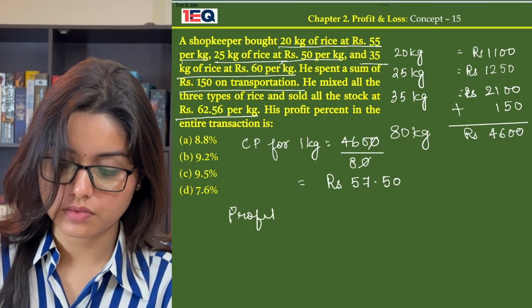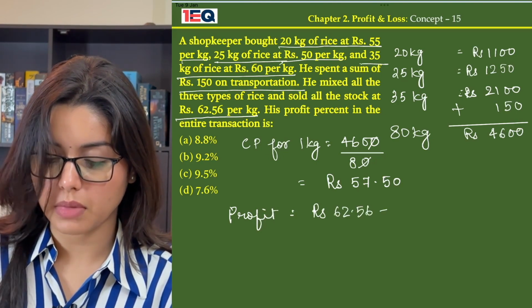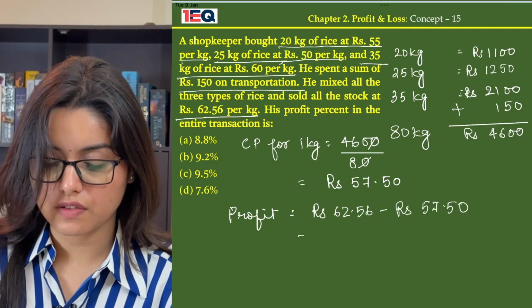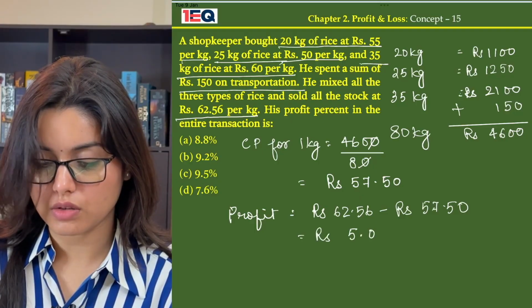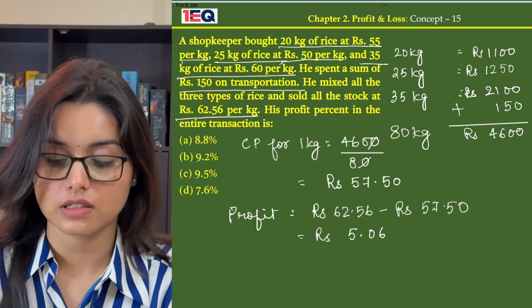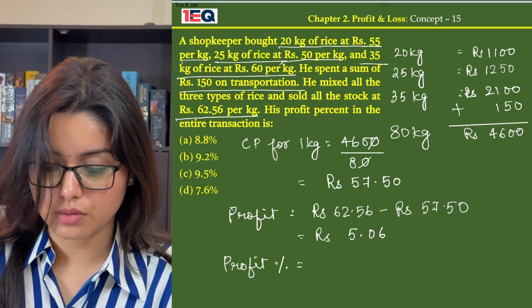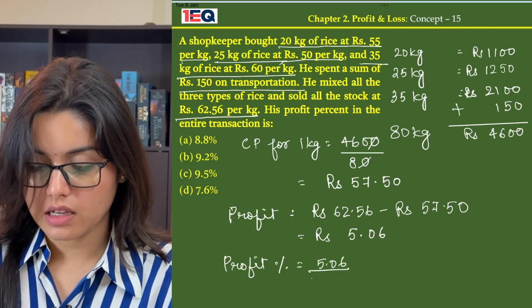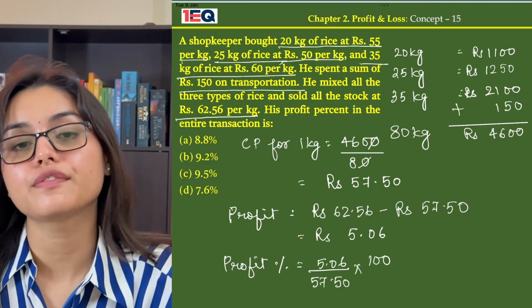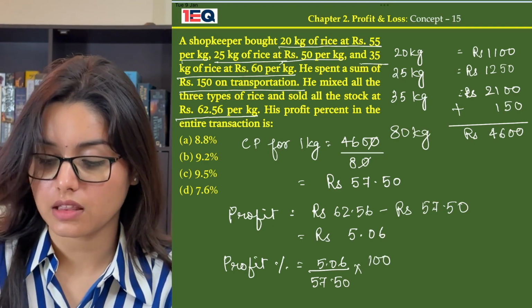Profit equals his selling price, that is 62.56 rupees, minus his cost price, that is 57.50, which gives us rupees 5.06. In the question, we have to find the profit percent in the entire transaction. So his profit percent is equal to his profit by his cost price into 100. Now, instead of calculating further, we could just go through the options and see if we get the answer.